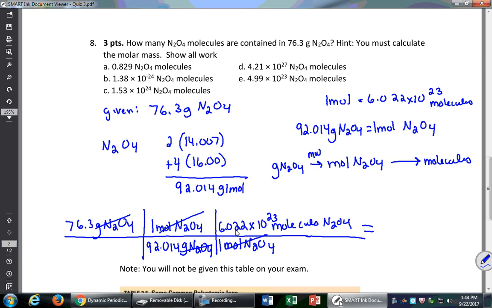And, of course, we started with 3 significant figures in our grams of N2O4, so our final answer should be in 3, which is all of our examples, so we don't have to worry about that. When you calculate that, you should get E. A would be what you got if you didn't use Avogadro's number and you stopped at moles. So continuing all the way through for molecules. Any questions with this one?